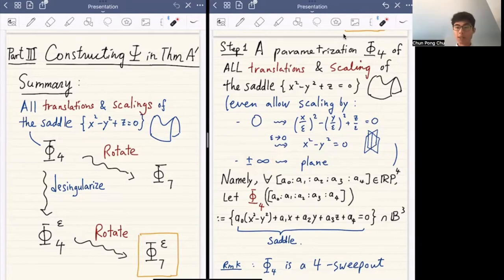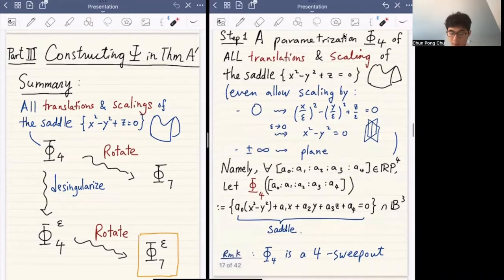And of course, we can translate them. That will give us just planes, because if you blow up a piece of a smooth surface, like the saddle surface, you get a tangent plane to the saddle surface. The parameterization of this family of all translations and scalings of the saddle surface is given by this formula. In fact, it will be parameterized by RP4.